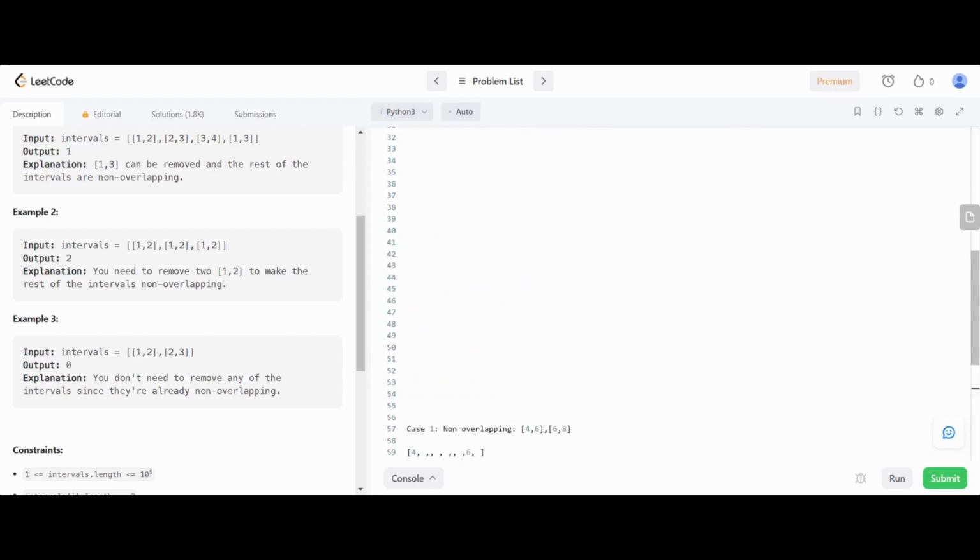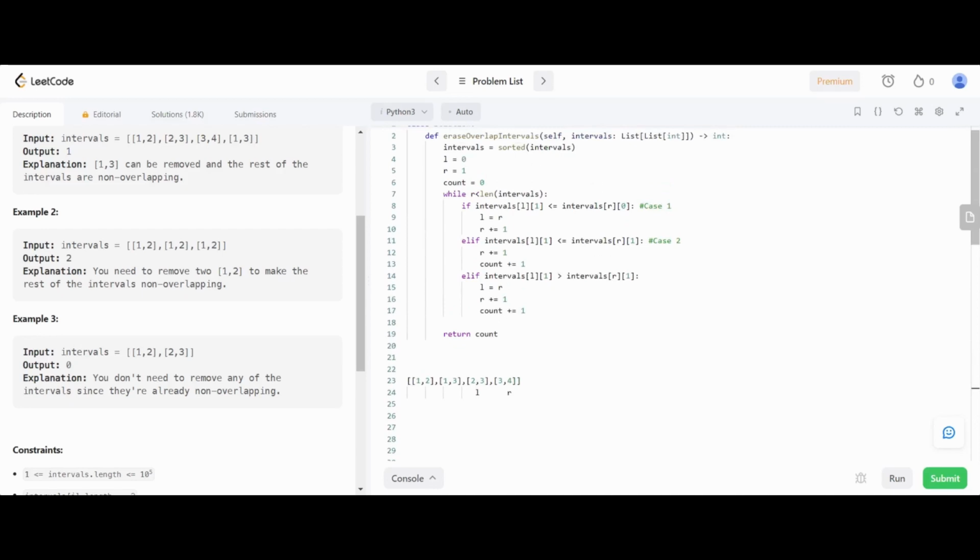But what if we had something like this? What are we going to do in this case? If we had something like this as our question, we have now L and R. Now let's say our L is 0 and R is 1. We'll check if L of 1, which is 5, is less than R of 0 or not. It's not lesser than that. Again, whether it's greater than R of 1, it is greater than R of 1.